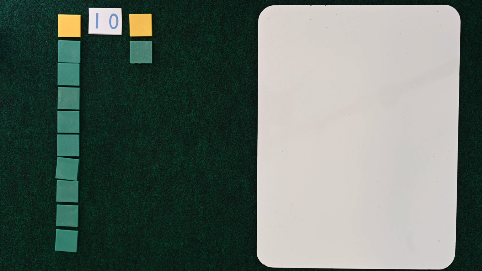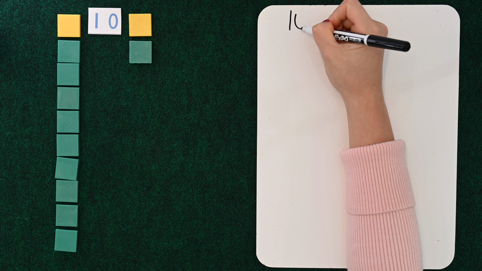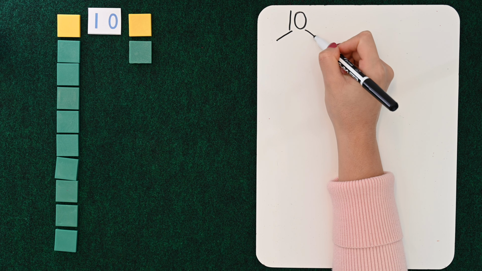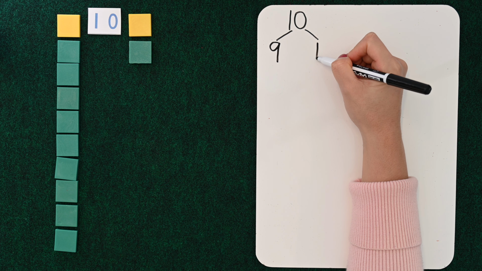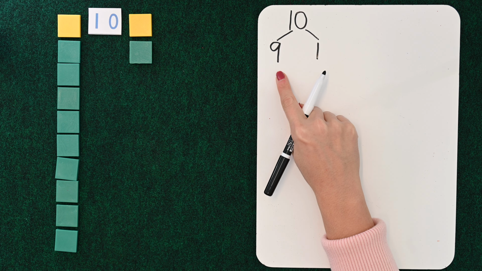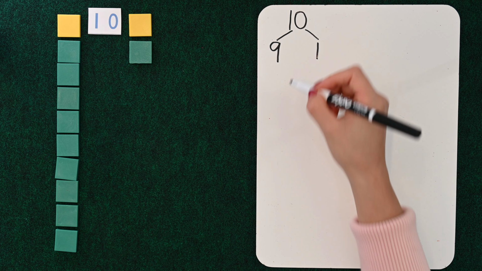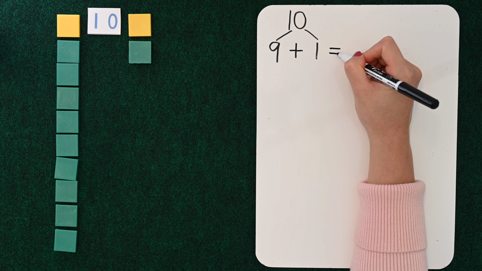So let's write down our 10 fact. There's the number 10. You can divide the 10 as 9 and 1. So how many cookies altogether? 10. Kid 1 has 9. Kid 2 has 1. Now, let's go ahead and write it out. Let's put down that 9 plus 1 equals 10.